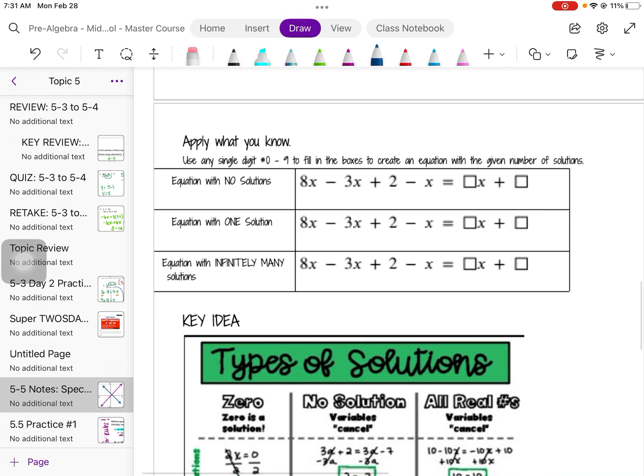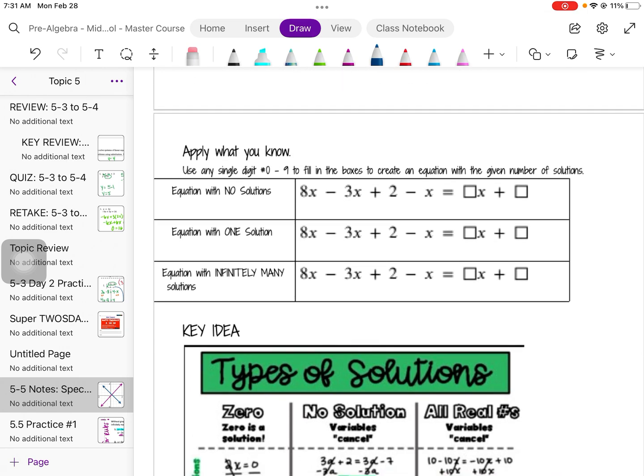Okay, so we were challenging you here if you want to go back and look at the puzzle. This was just kind of a fun challenge. So if you notice, this is open-ended, and it says, fill in the boxes to give the number of solutions. So how do you find an equation that has no solution, one solution, or infinitely many? So if you notice, the equation on the left is exactly the same in all three examples. So the first thing I would probably do is simplify this by combining my like terms. So 8x minus 3x is 5x, minus another x at the end is 4x. So all of these really just simplify to 4x plus 2.